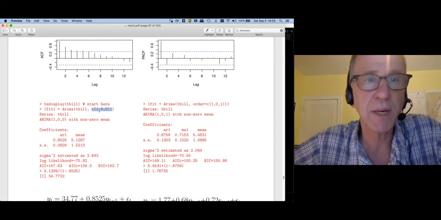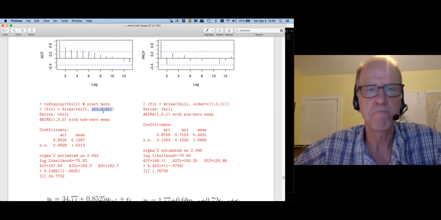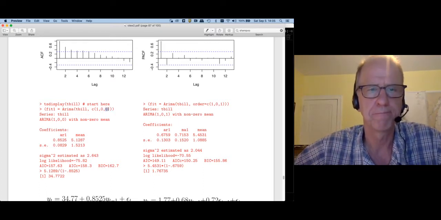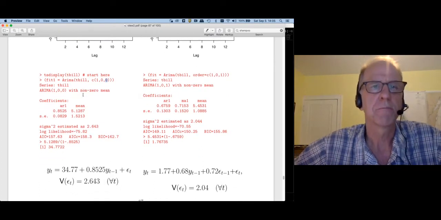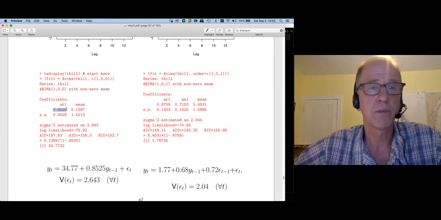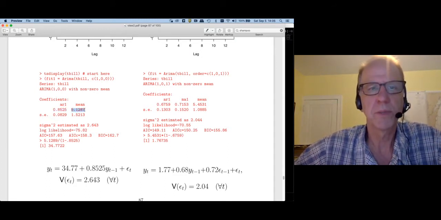So the way I specify this is I want a p of 1. We're not going to do any differencing, and I don't want any moving average terms in this model. When I estimate this, what I end up with is the following. So here's my autoregressive coefficient. That's my phi. Then R also gives me the mean.